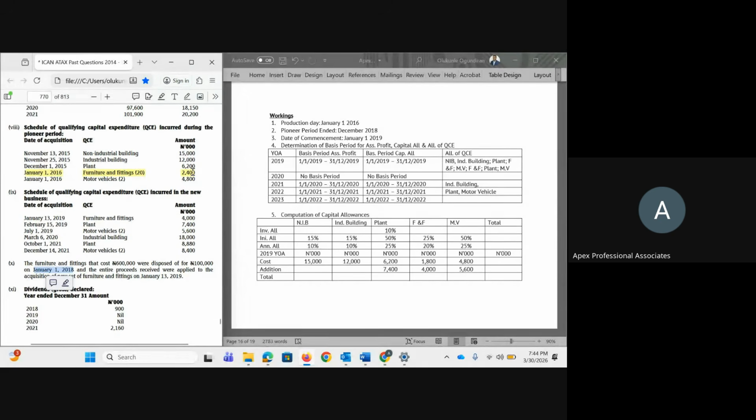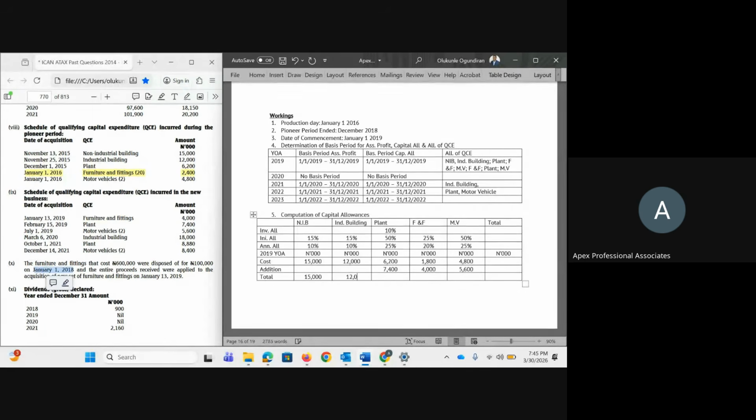This is the idea around it. We bought 2.4 million assets. We sold a 600,000 portion of it in 2018. Now in 2019, you want to compute your depreciation or capital allowance. You don't compute capital allowance on an asset you've sold. If you sold an asset, you don't compute capital allowance on that asset again because it's no longer yours. Does it make sense? Yes. Okay, so let's go ahead.